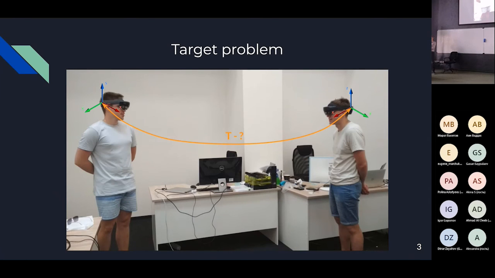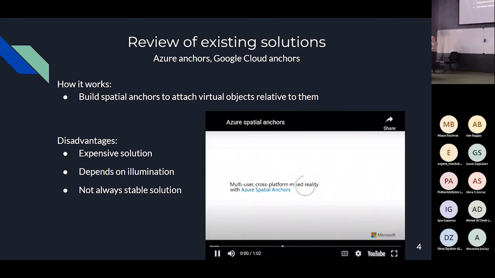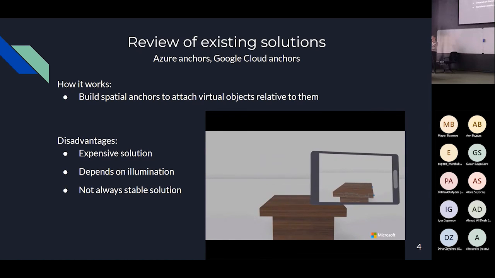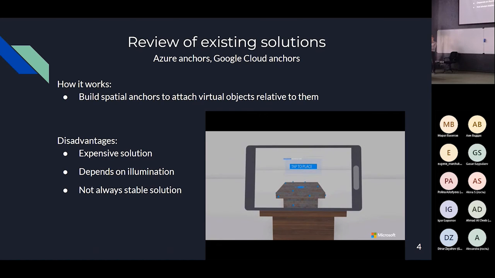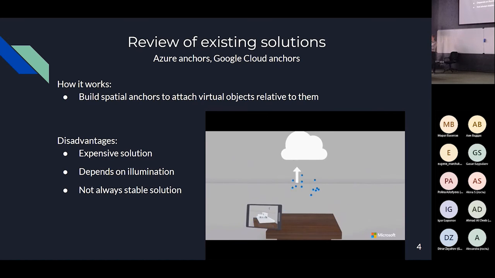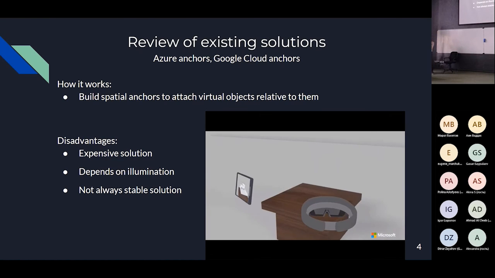How can we imagine the target problem? For collaborative localization, we need to find a transformation between two local coordinate systems of mixed reality devices. At the moment, marker-based solutions are used to solve this problem, but these solutions have the following disadvantages. At first, they are very expensive. Also, they depend on illumination, as they use visual features, and they don't always provide stable results.